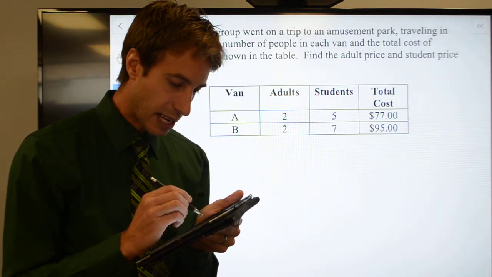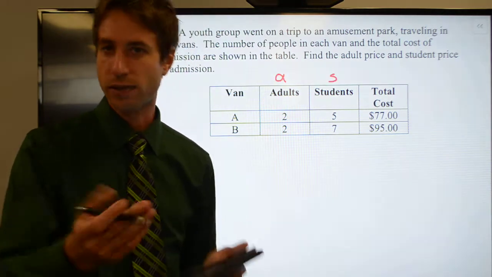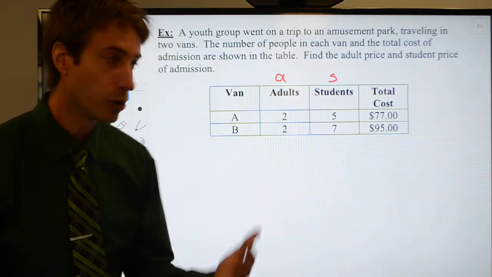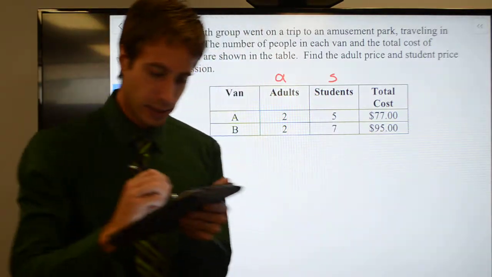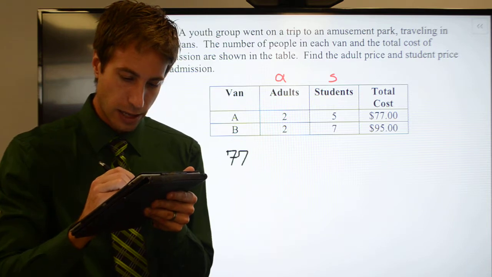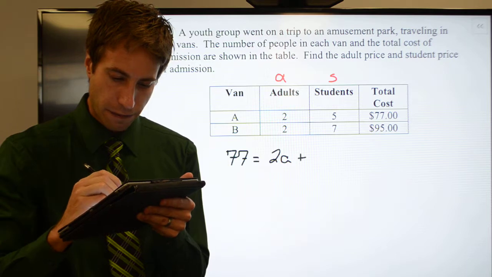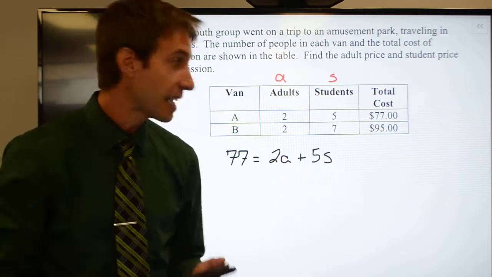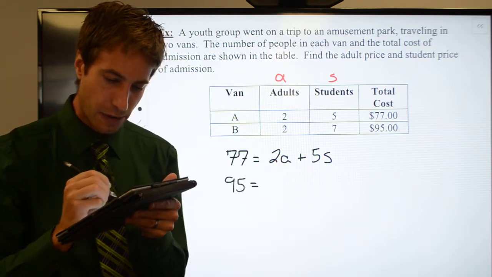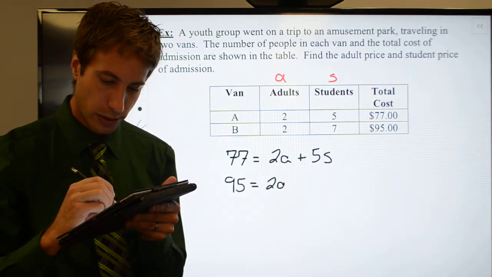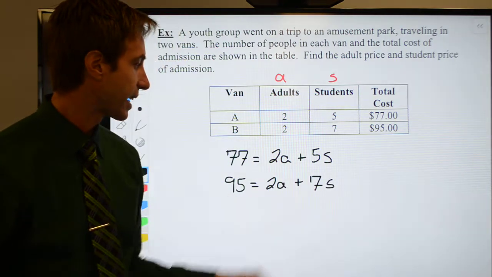Since I have students and adults, my variables are going to be A and S. Obviously, you can make the variables whatever you want to, but A and S make sense to me. My first total is $77. And how do I get $77? Well, that's from 2 adults and 5 students. My next total is $95. Well, where did the $95 come from? Well, that came from 2 adults and 7 students that were in the second van.